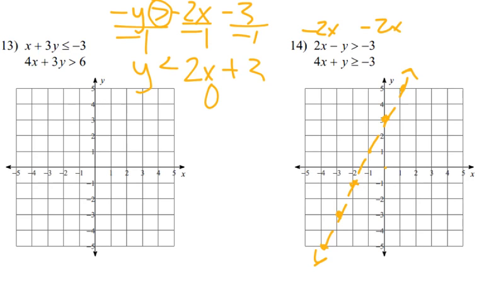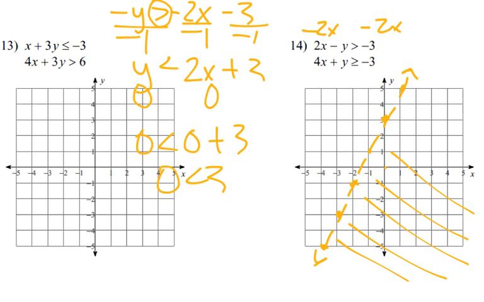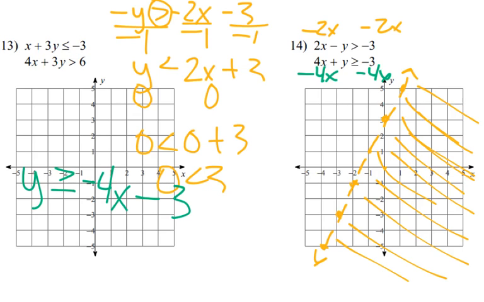Pick our test point 0, 0. 0 for x and y. Is 0 less than 3? Yes, it is, so shade that side. Then we do the next equation. Subtract 4x. So we get y is greater than or equal to negative 4x minus 3. So down to minus 3. Then it's like down 4 and to the right 1, or up 4 to the left 1. Got the equal to, so we draw our solid line.